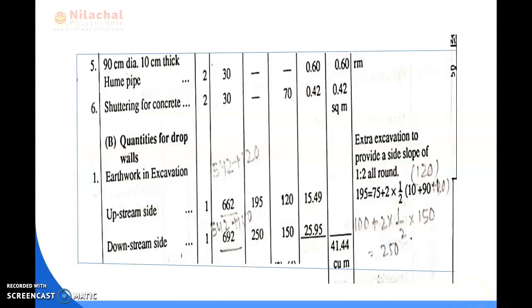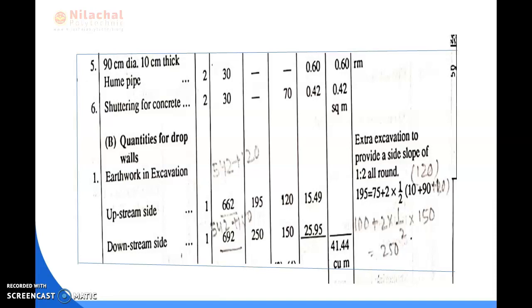Good morning everyone. In the previous class, we discussed the upstream side drop wall. Then the downstream side drop wall length part. Then we discussed the breadth part in this class. For the length, we consider the extra side slope.